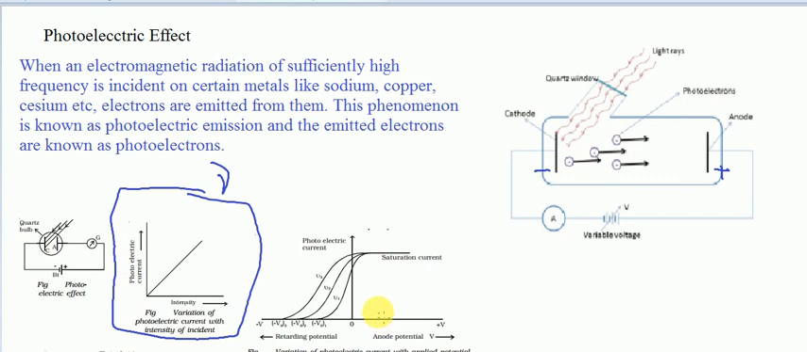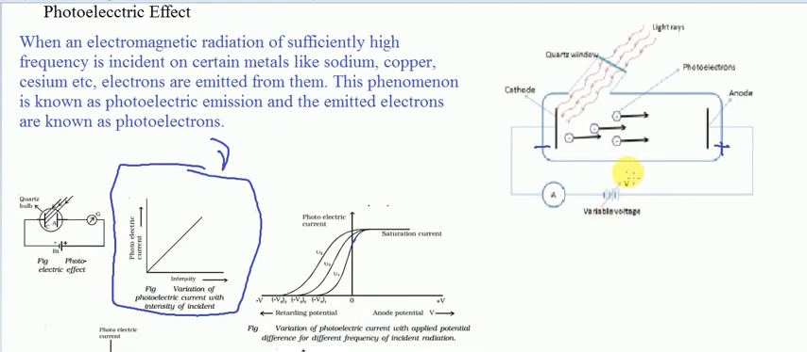the positive plate potential. By keeping the intensity constant, they increased the positive plate potential. So on increasing the positive plate potential, you can see here in this graph, the photoelectric current slightly increased, then it maintained a constant value. So on increasing the positive plate potential, photoelectric current increased slightly, then remains constant.